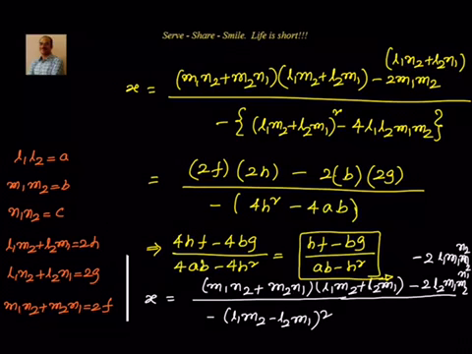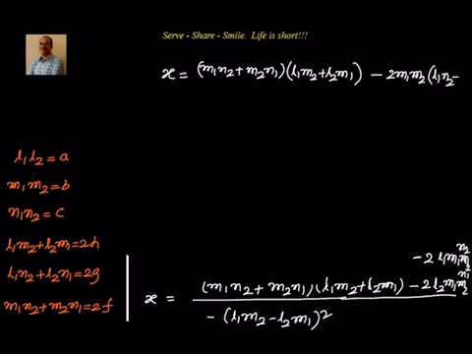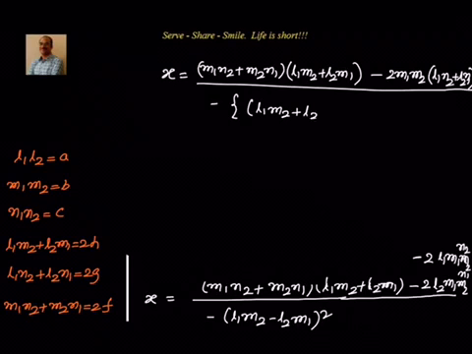Next step. Let's write down the next step. x equal to (m1 n2 plus m2 n1) multiplied with (L1 m2 plus L2 m1), subtract. I said we can take 2 m1 m2 common, so it will become minus 2 m1 m2 into (L1 n2 plus L2 n1), and in the denominator we will have minus of (L1 m2 plus L2 m1) whole square.